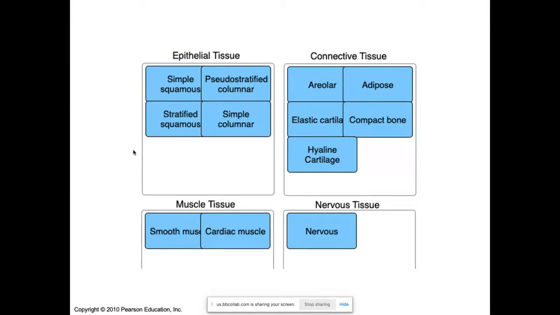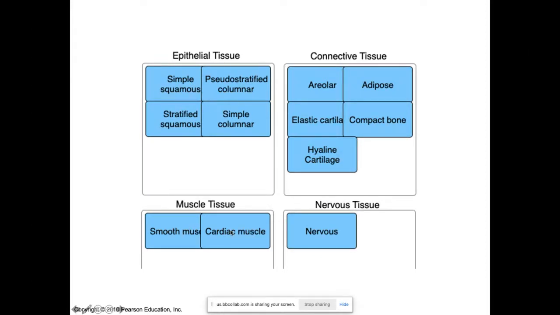This is another drop and drag that I've seen on Connect, where it gives you a list of items. You have to drag it and drop it. So what we said about epithelium, we know that we had the different shapes like squamous and columnar. We had simple versus stratified. So anything simple squamous, stratified cuboidal, pseudostratified, transitional, that falls under epithelium.